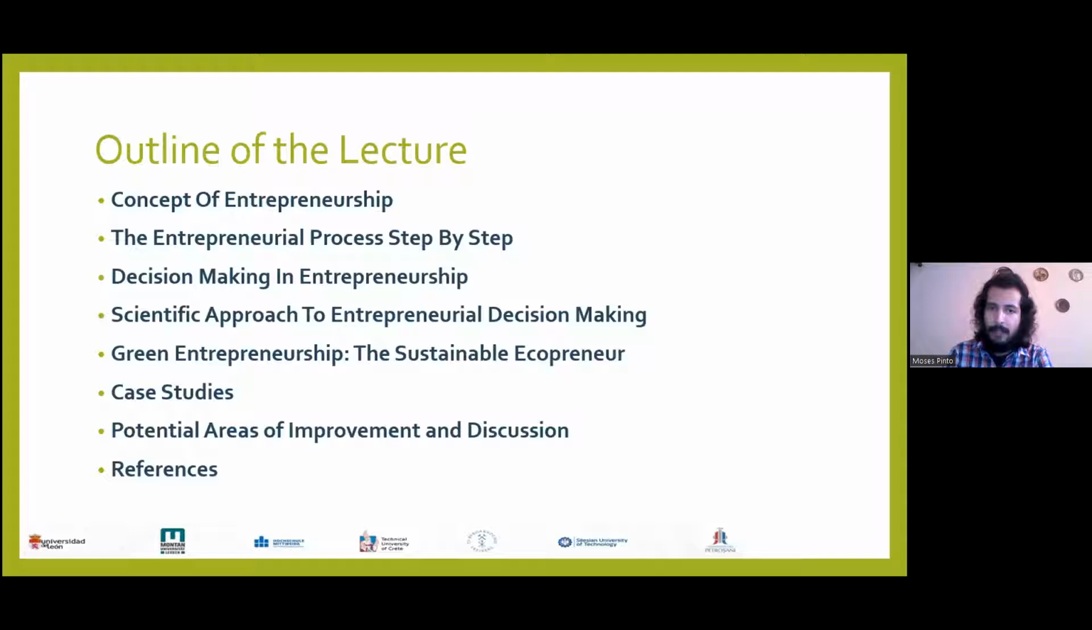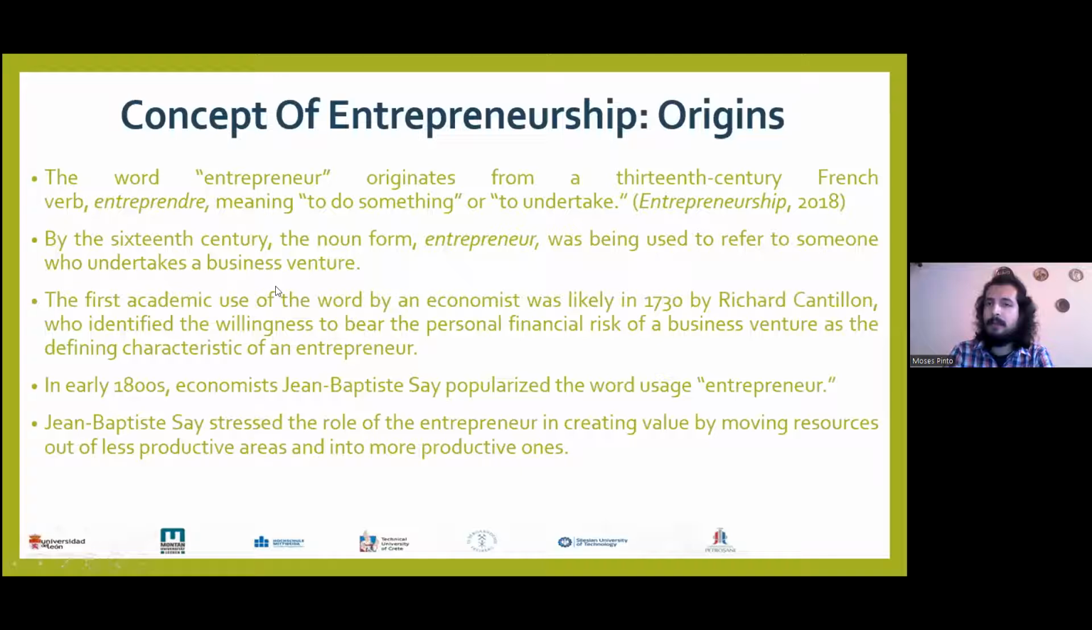So to begin with, let us look at the concept of entrepreneurship and its origins. The word entrepreneur originates from a 13th century verb, entreprendre, meaning to do something or to undertake something. By the 16th century, the noun form entrepreneur was being used to mention someone who undertakes a business venture. And thereafter, the first academic use of the word was by an economist by the name of Richard Cantillon, who identified the willingness to bear the personal financial risk of a business venture as the defining characteristic of an entrepreneur.